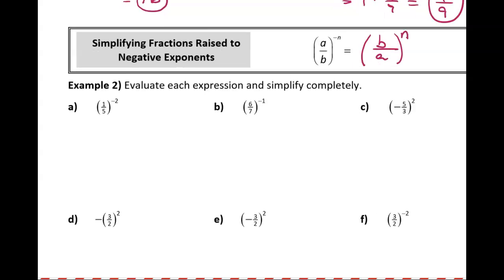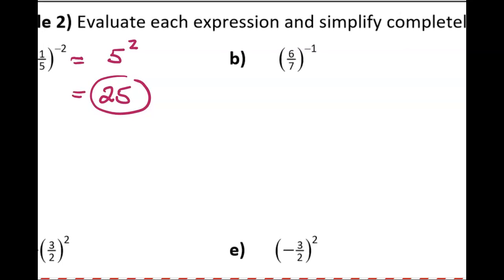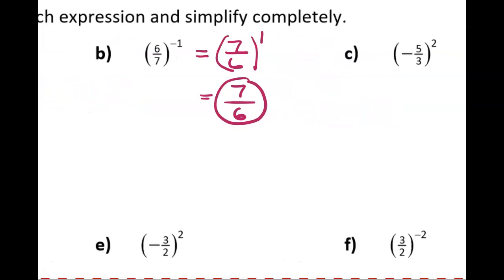So 1/5 raised to the negative 2 power would be the reciprocal, which is 5 raised to the positive 2 power. And that's going to give us 25. 6/7 raised to the negative 1 power would be 7/6 raised to the positive 1 power. So the reciprocal and then raised to the positive power. And that's just going to be 7/6.